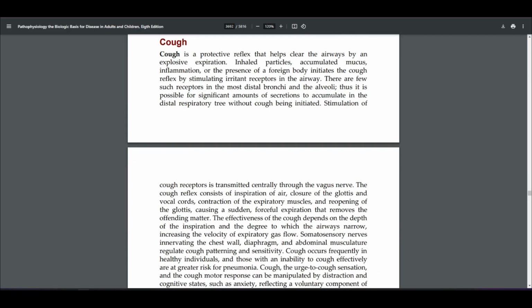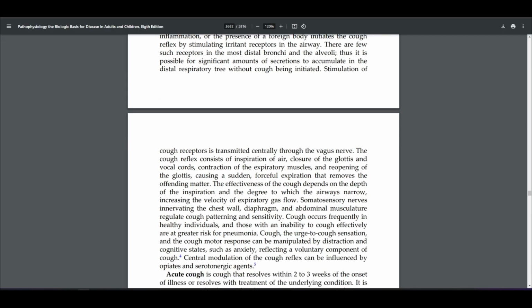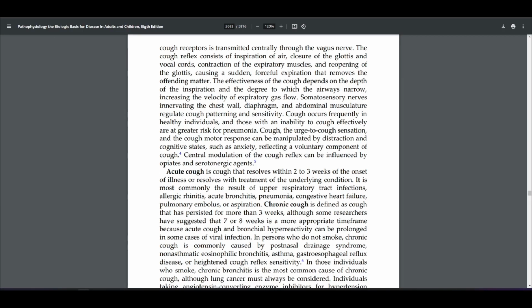Cough is a protective reflex that helps clear the airway by an explosive expiration. Inhaled particulates, accumulated mucus, inflammation, or the presence of a foreign body initiates the cough reflex by stimulating irritant receptors in the airway. There are few such receptors in the most distal bronchi and the alveoli. Thus, it is possible for significant amounts of secretions to accumulate in the distal respiratory tree without cough being initiated.